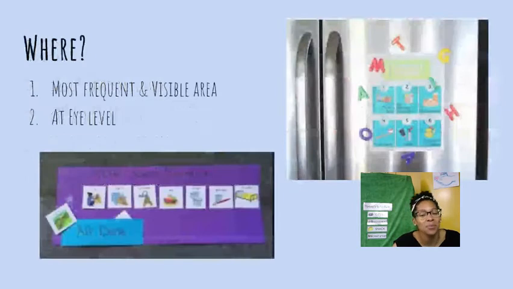Okay, so where are we going to put our visual schedule? You want to make sure it's in a visible area and that it's at eye level. There are some students that may need that visual schedule to be with them. So you might make a smaller visual schedule that they can take around to each activity, or you can make a big one.